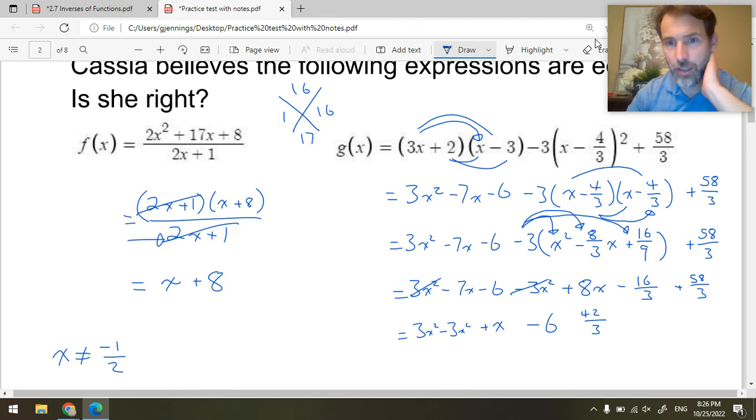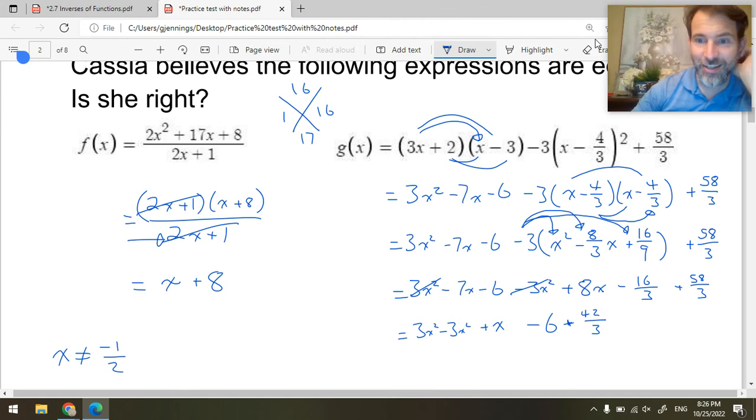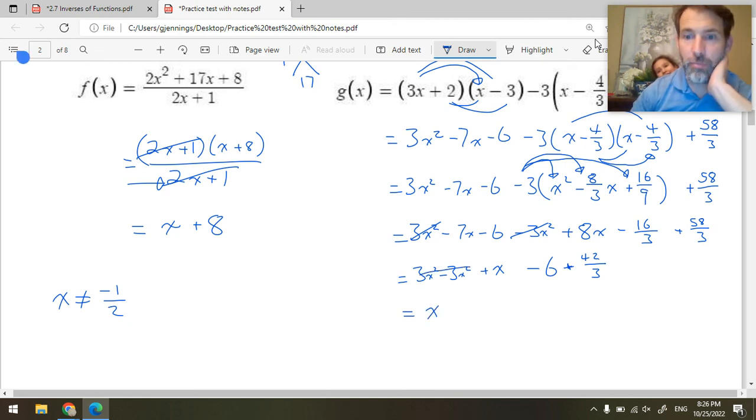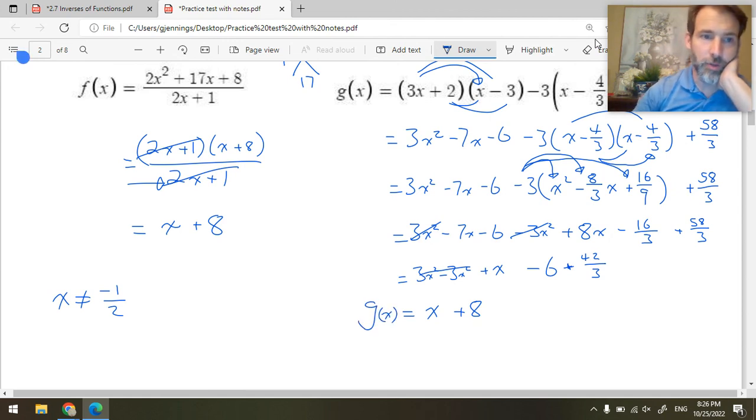All right, let's keep going. And then, so it's plus 42 over 3. So 42 over 3, what is that? Well, it just happens to be 14. Okay, because 14 times 3 is 42. So this is equal to, yeah, these are 0. X is x. Minus 6 plus 14. Minus 6 plus 14 is plus 8. So g of x is equal to f of x.